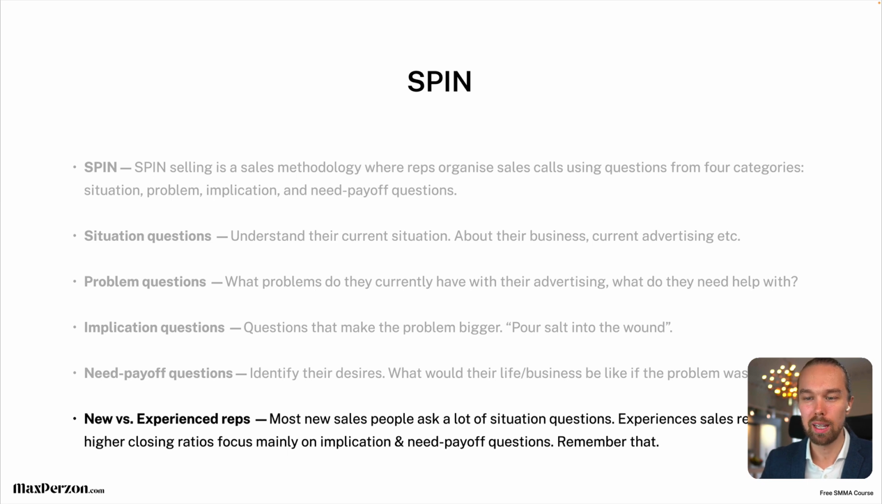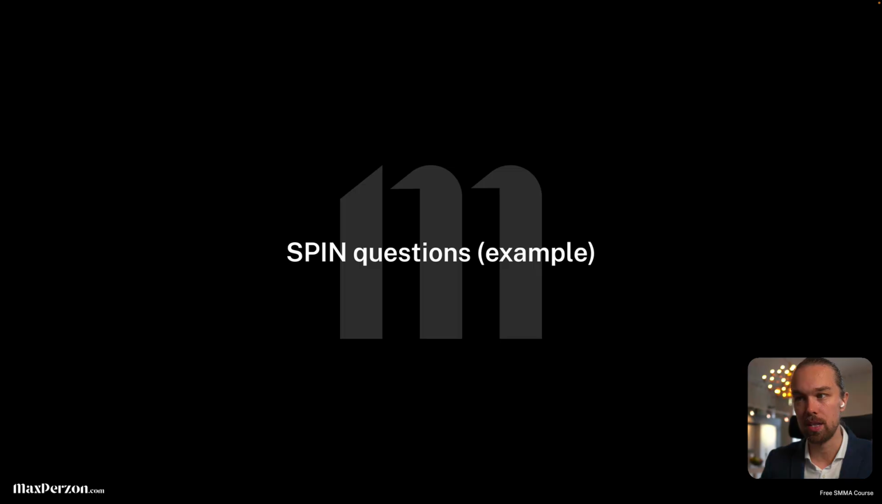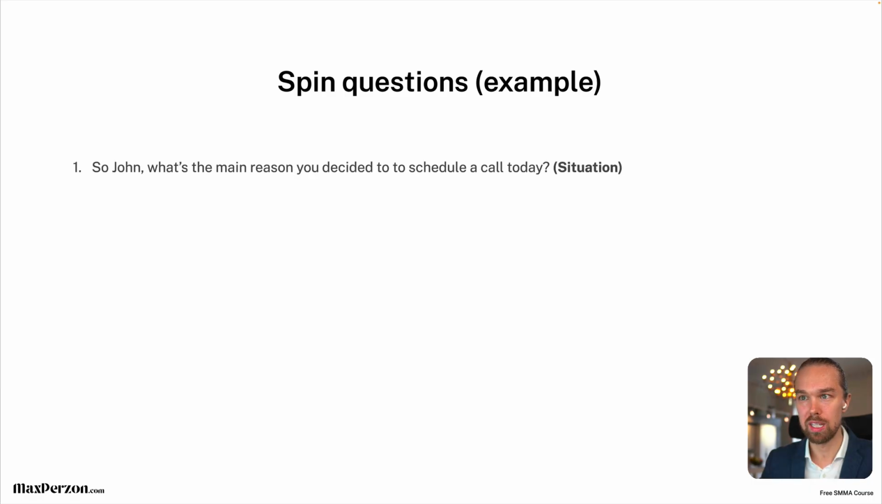And more, like new sales reps, they ask too many situation questions, which you shouldn't do. But it's a very common thing. So, SPIN questions example. I've already gone through a ton of examples, but we can go over some more. So for example, John, what's the main reason you decided to schedule the call today? That's a kind of situation question.